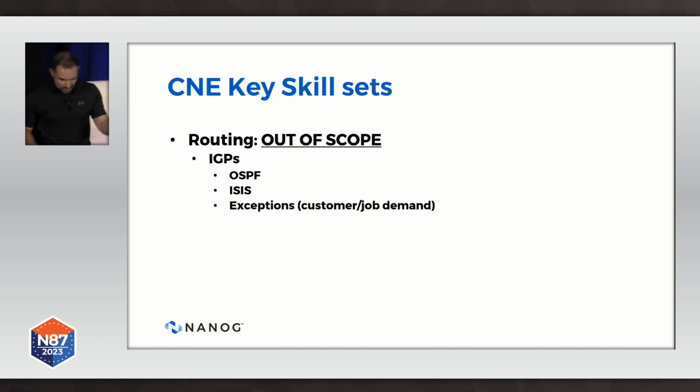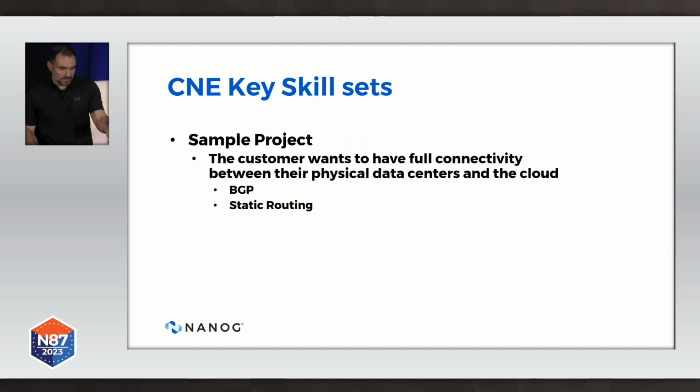So for us, it's kind of out of scope if you want to be a CNE. Here is a sample routing project. Customer comes along and they want to have full connectivity between their physical data centers and a cloud. Two options. There's really nothing else. Either you do static or you do BGP routing. And the configuration in many cases remains identical. You care about BGP attributes, you care about communities, and that's pretty basic compared to what we used to have for internet routing.